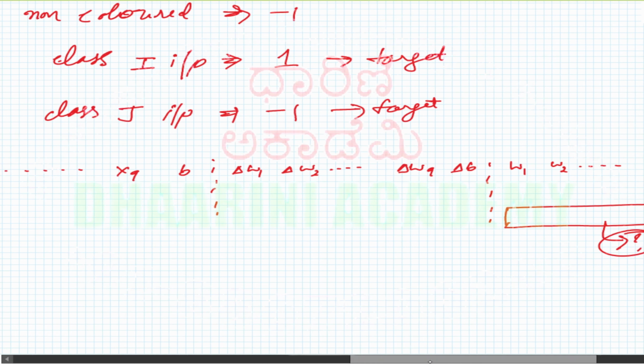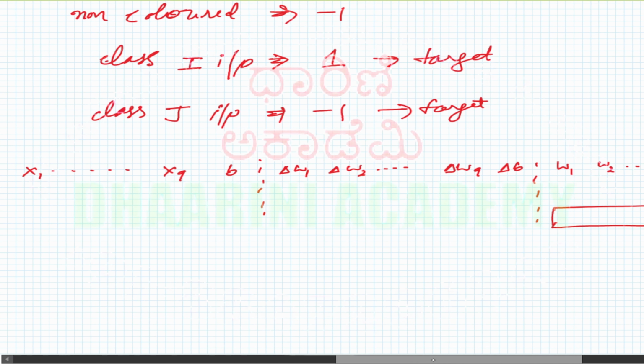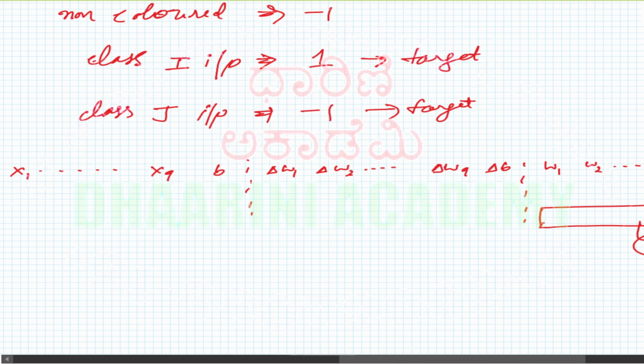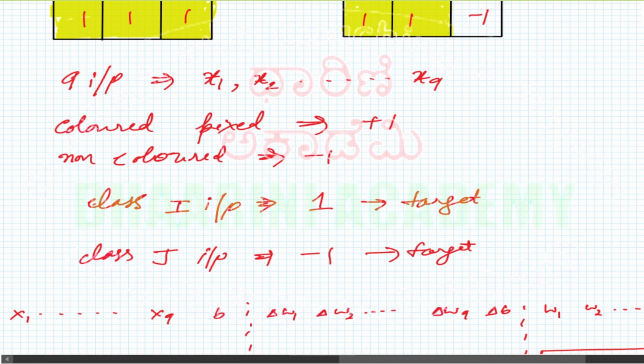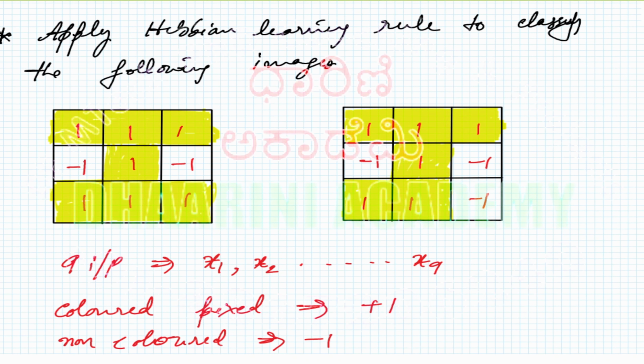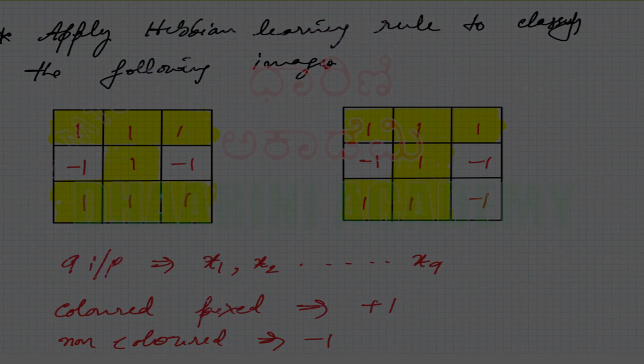It's actually a very practical problem. You are trying to classify not some very simple AND or OR gates. You are actually trying to solve something practical. You are trying to classify the letters I and J, which are again very close to each other. So it's something very practical.